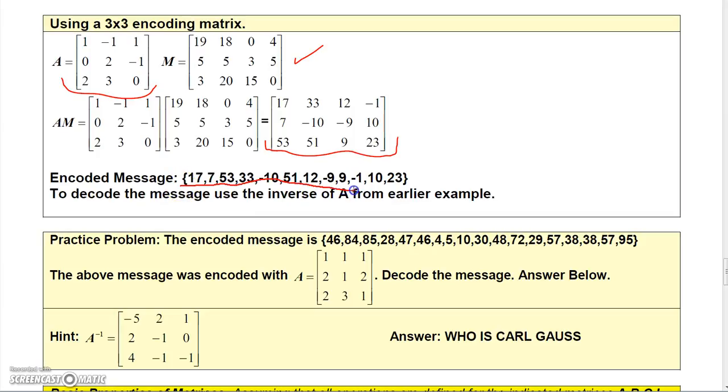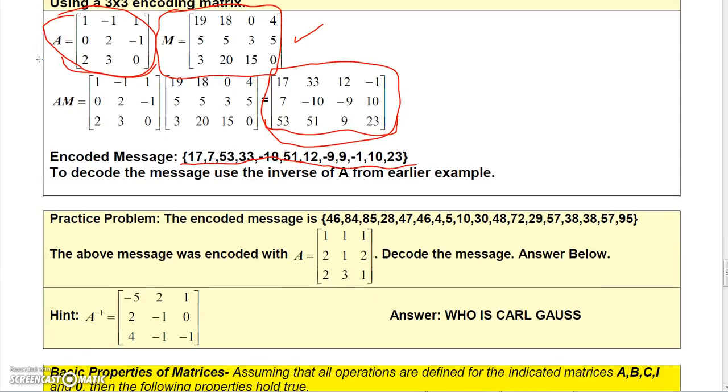Well, then when the person on the other end wants to decode this, they just put it back in this matrix form and multiply it by the inverse of this matrix A. So again, you have to find that inverse, but that's how you would decode the message: find the inverse of this and then multiply it by this matrix, and it should give you back the message matrix. And then of course, once you have the message matrix back, you can easily determine the solution.